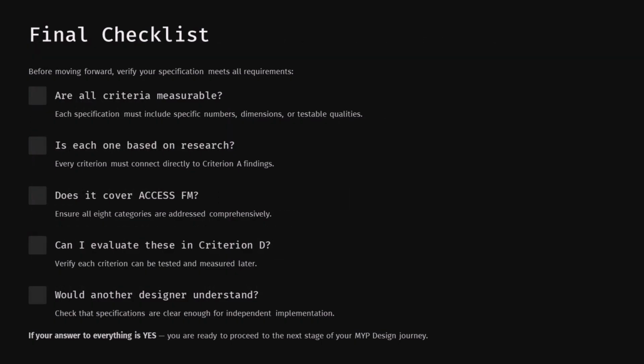Before you end your Criterion B Strand 1, reread your research from Criterion A. Remove anything irrelevant. Make each success criterion measurable. Check if Access FM categories are covered. Ask yourself, can I test this later in Criterion D? If the answer is yes, you have written a high quality design specification.